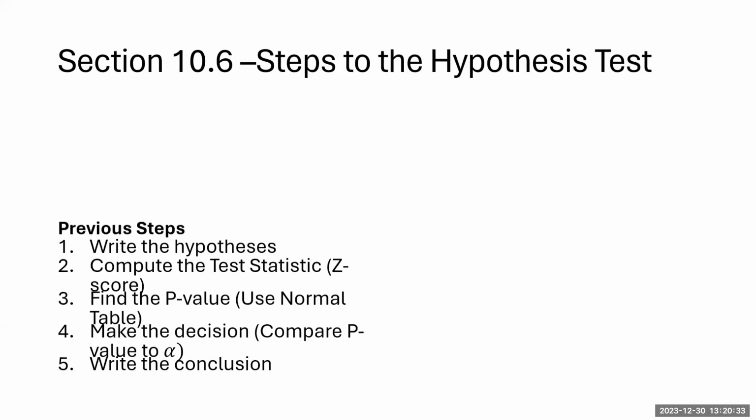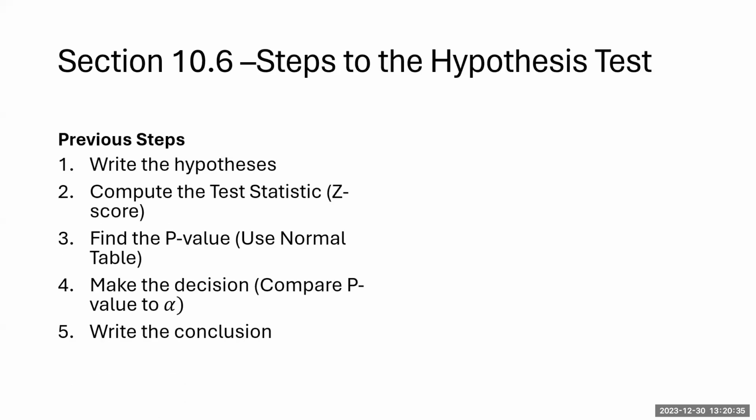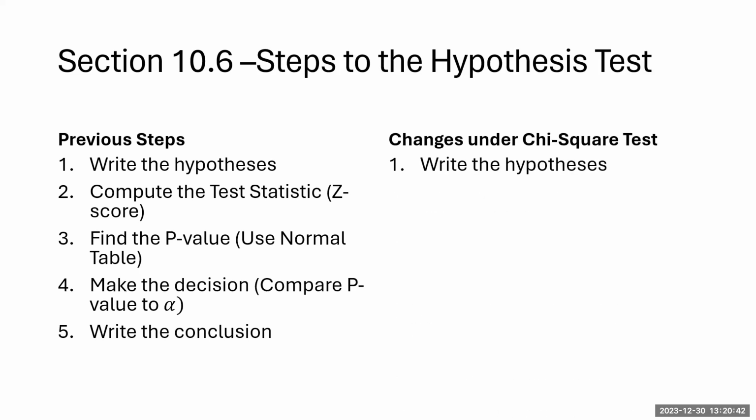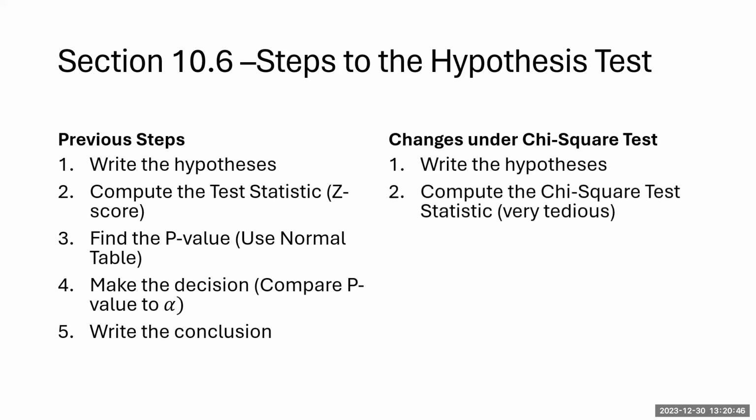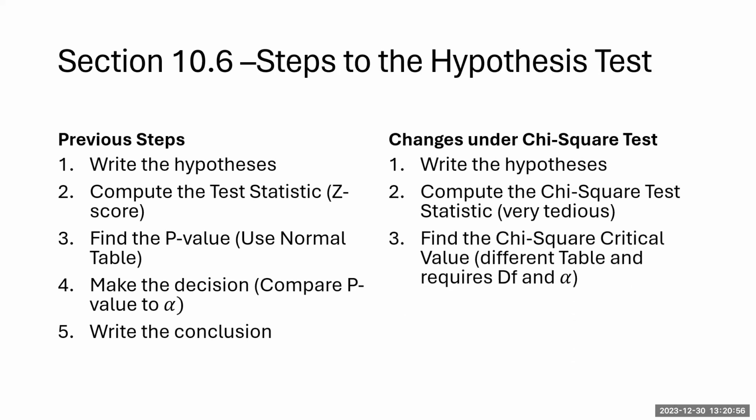All right, so we have to remind ourselves these are the steps to the hypothesis test that we are familiar with from prior sections. We have a little bit of changes, okay? So the first step remains unchanged, okay? It's still write the hypotheses, but step 2 now is to compute not a test statistic or z-score, but it's the chi-square test statistic, and the computation is a bit tedious for doing so by hand.